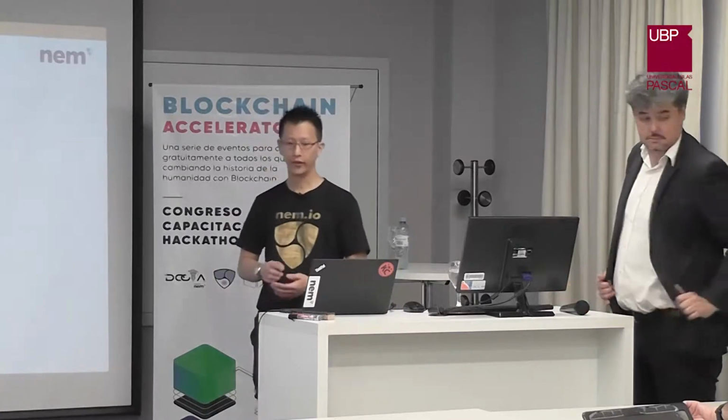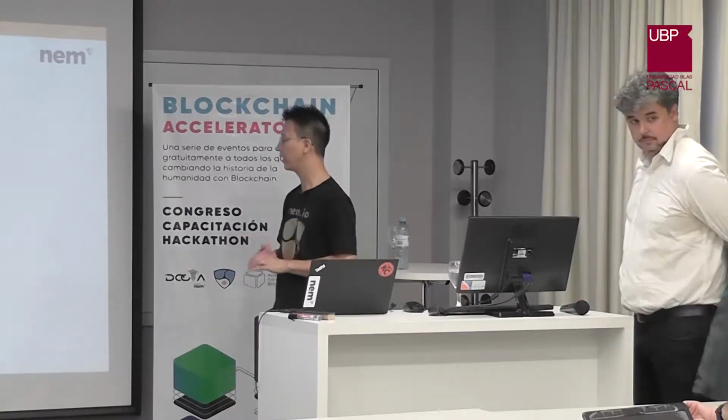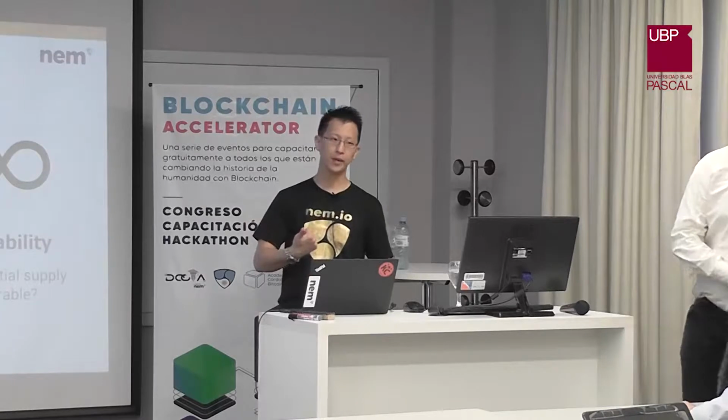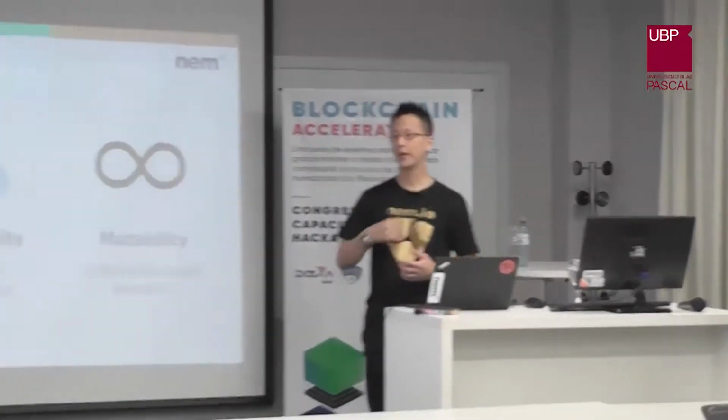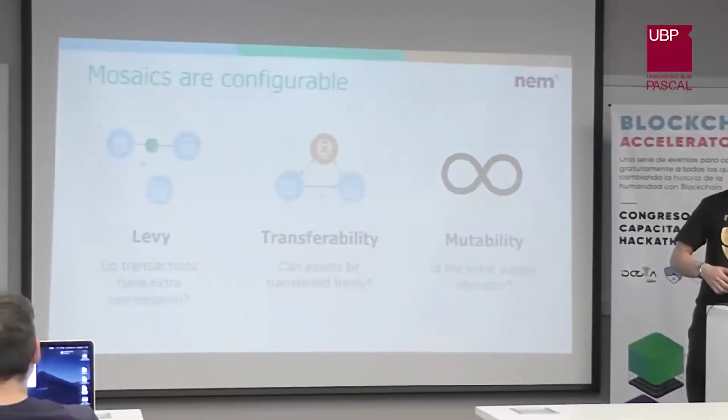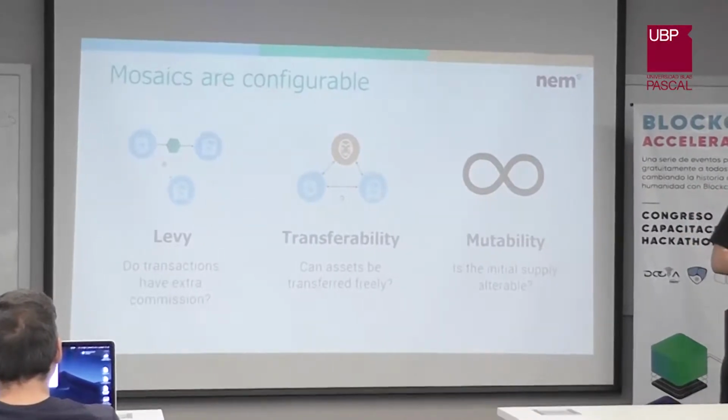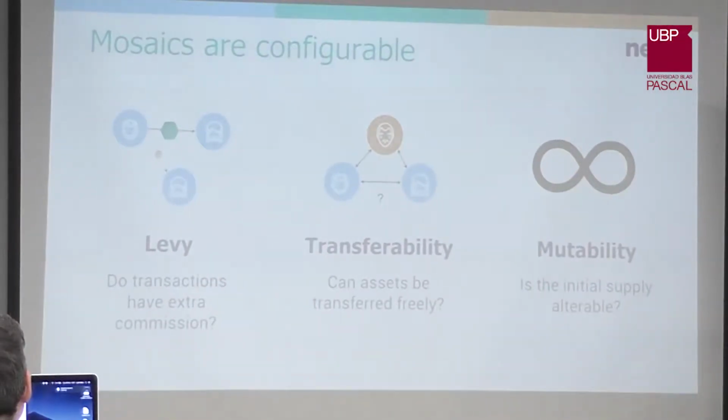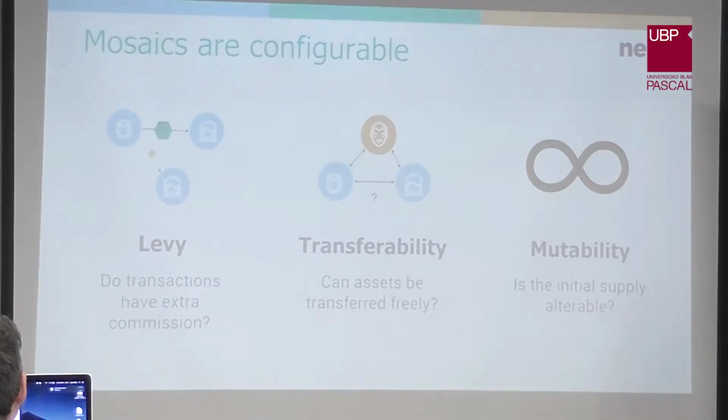Okay, mosaics are configurable. A few things that you can play around with. First, levy. You can make a mosaic have a levy. So every time people transact this mosaic, there is a tax or commission involved. Transferability means, depending on your use case of your mosaic, if it's cryptocurrency, you want to have this as true so that everyone can exchange the cryptocurrency.